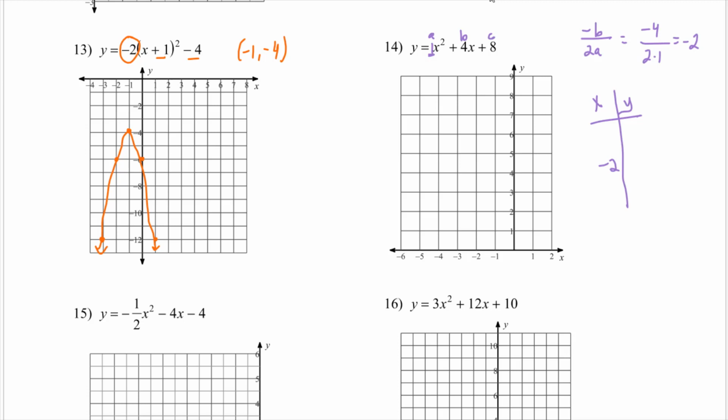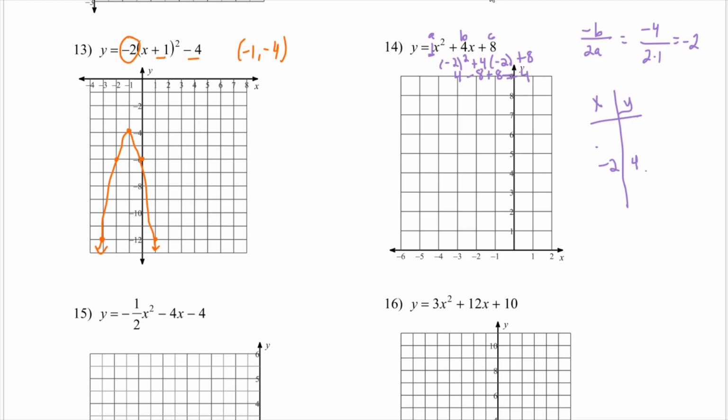But with standard form, we do at least have to plug the -2 in. So -2 squared plus 4 times -2 plus 8. So 4, because a -2 squared is a positive 4. 4 times -2 is -8. So 4 minus 8 plus 8 equals 4.